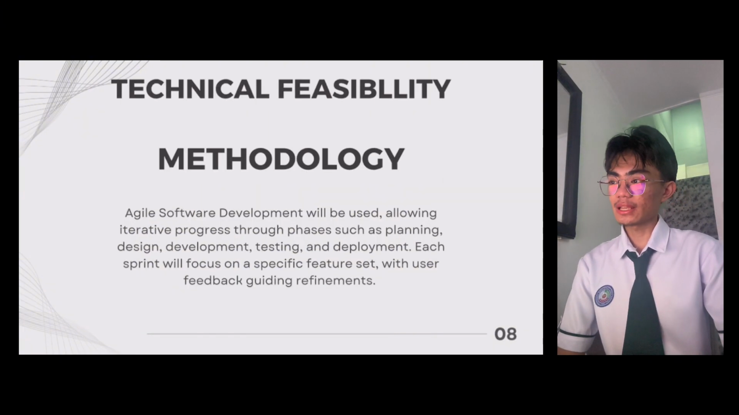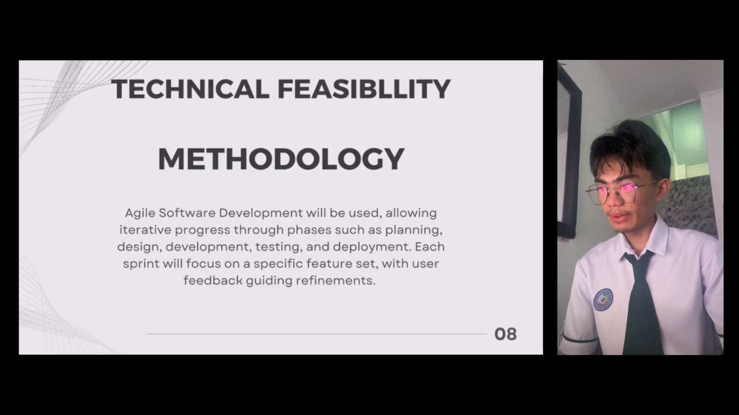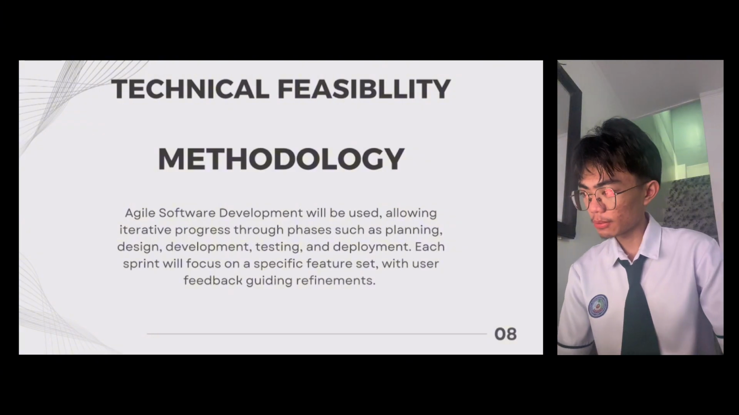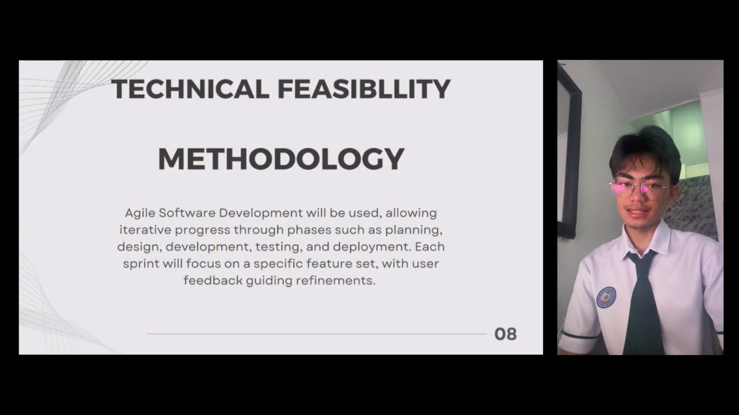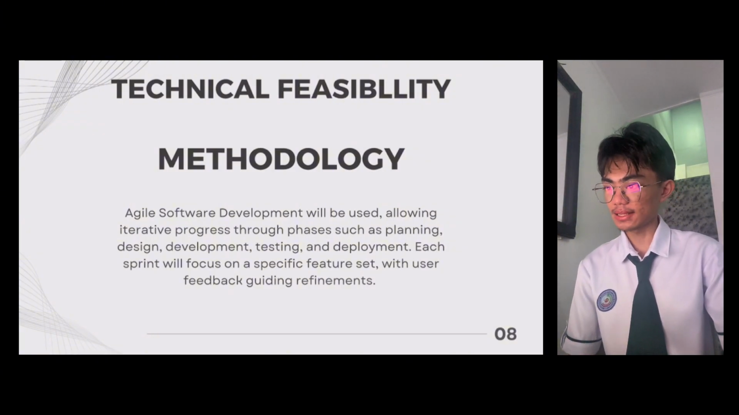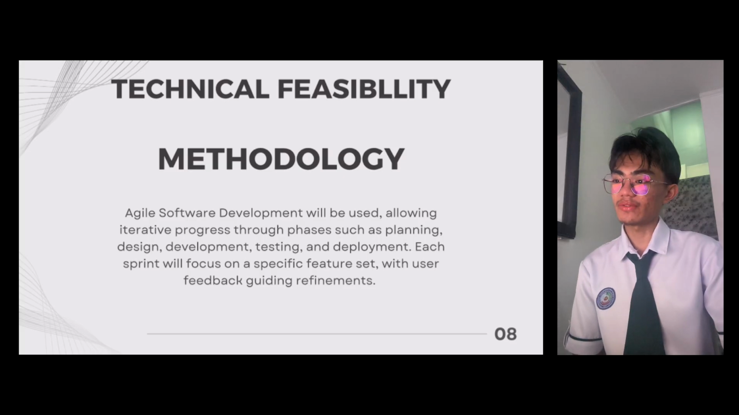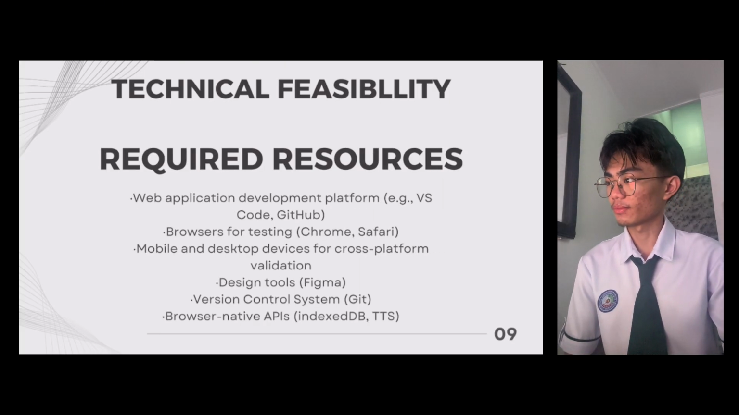Next, for the technical feasibility, of course, the Agile software development methodology will be used, allowing iterative progress through phases such as planning, design, development, testing, and deployment. Each sprint will focus on a specific feature set with user feedback guiding its refinements.